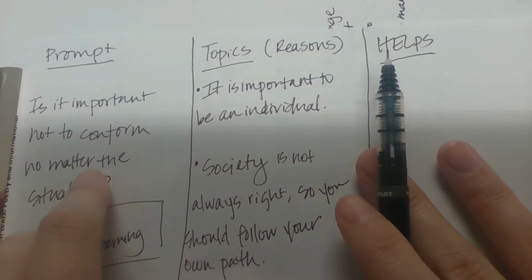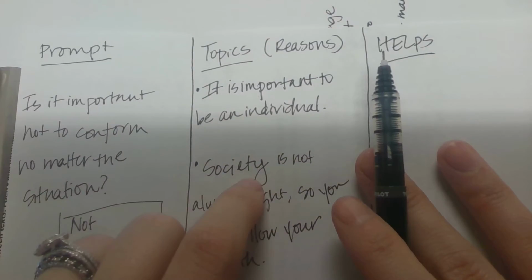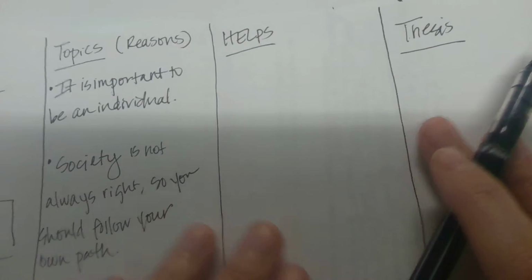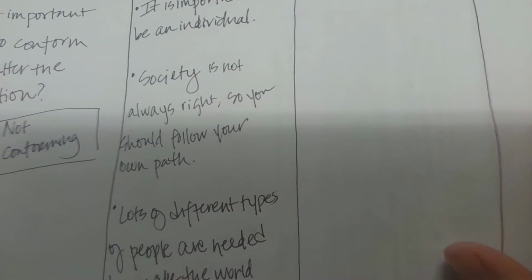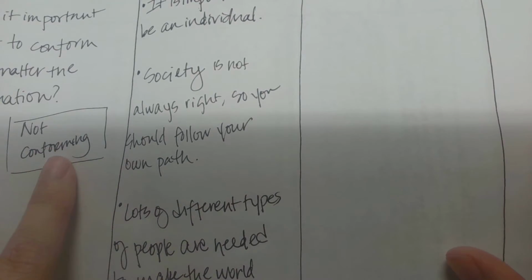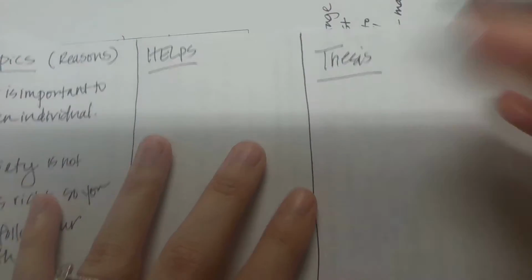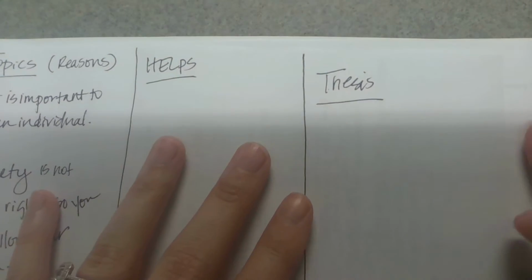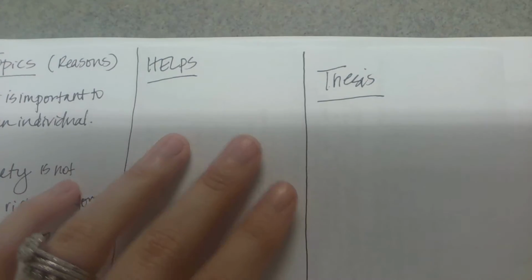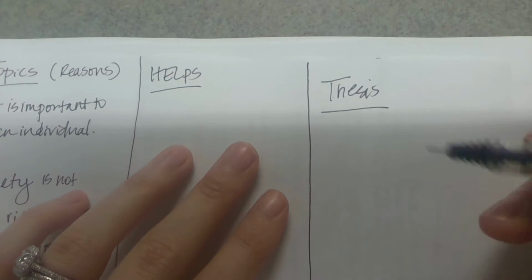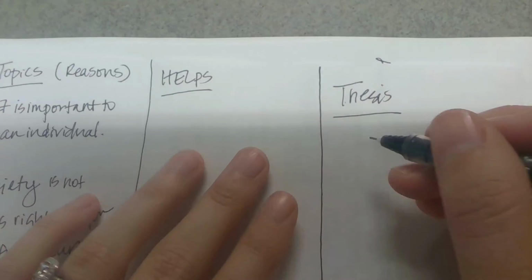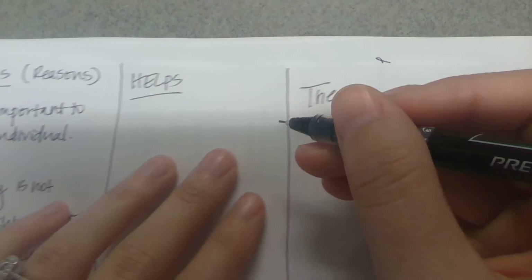Okay, so we started with the prompt. We have our topics, and now I'm ready to move on to the thesis statement. Again, it's up to you in which order you would like to do this. I decided that my position was that it was best not to conform to society. I'm going to keep everything very, very simple with my thesis. I do not want to get too fancy with how I am writing because I don't want to get off track and not actually state my position.